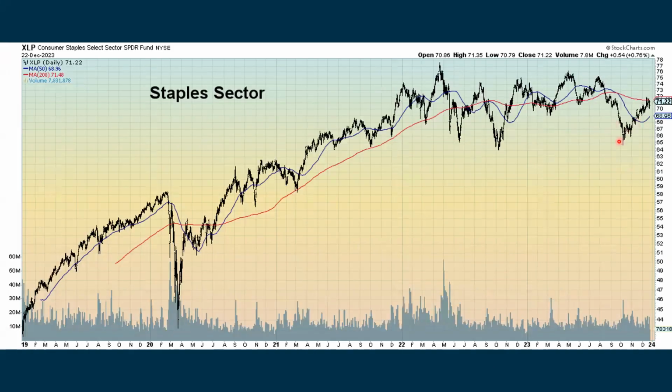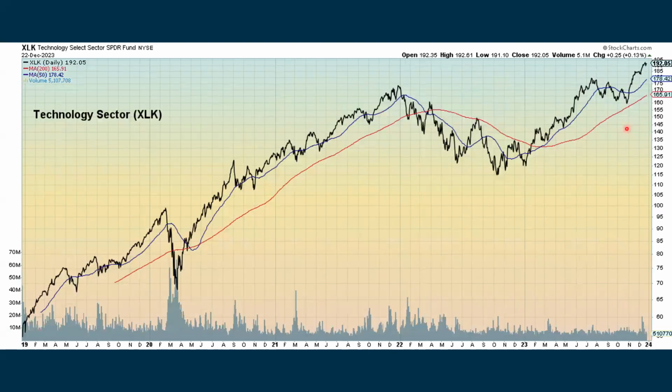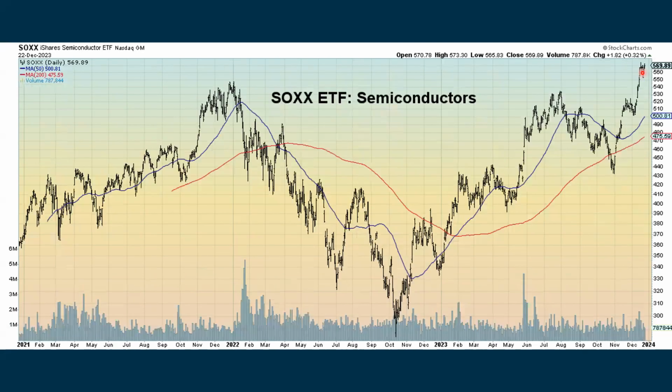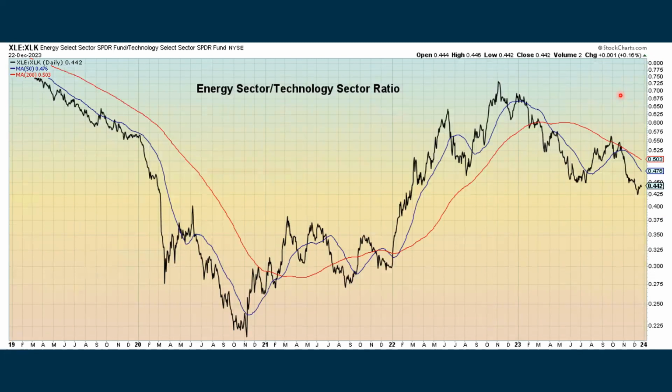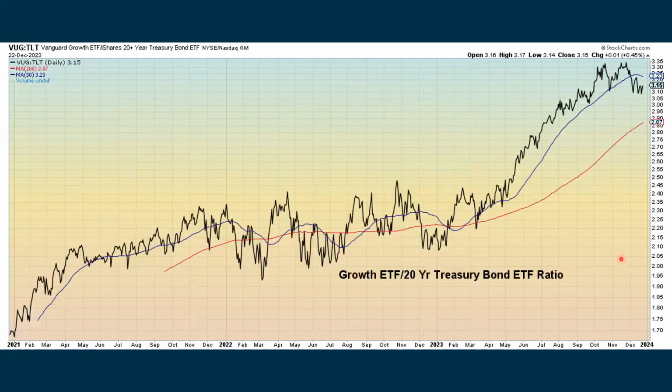The staple sector is also bouncing back up a little bit, but still in a longer-term downtrend. The tech sector continues to be in a pretty solid uptrend. The semiconductors also setting new all-time highs and in an uptrend. The tech to S&P 500 ratio shows that tech is outperforming. And when we look at energy and compare it with tech, it shows that energy is underperforming and in a downtrend when compared to the tech sector.